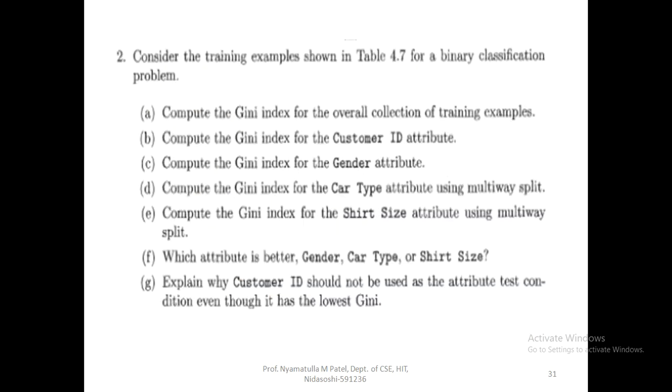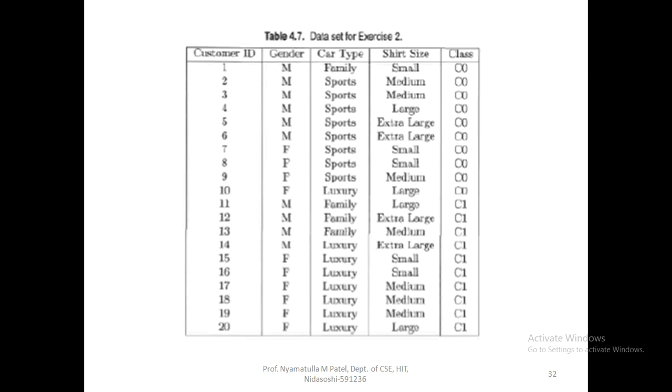So, consider the training example in 4.7. Here the data set is given for you. Different customers are visiting a car showroom to buy a car. Out of them some are males and some are females. There are a total of 20 customers who visited the showroom, out of which 10 customers are female and 10 customers are male, and there are 3 types of cars. One is family car, another is sports car, and the third one is luxury car. Then shirt size is small, medium, large and extra large.